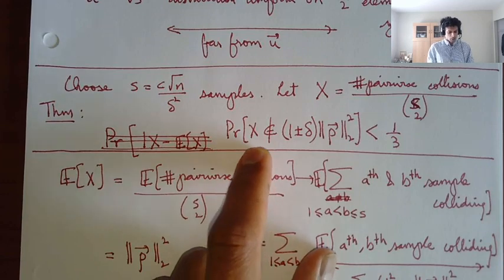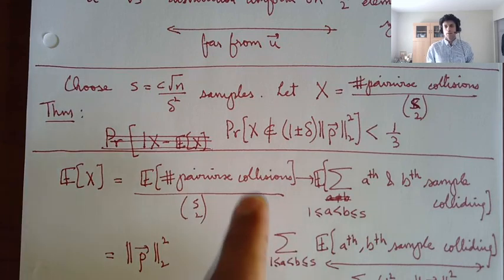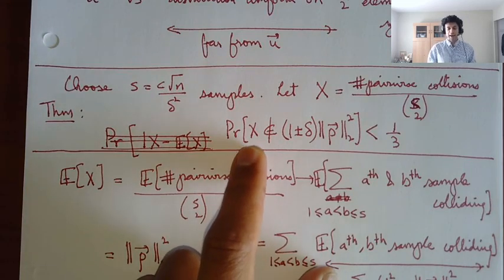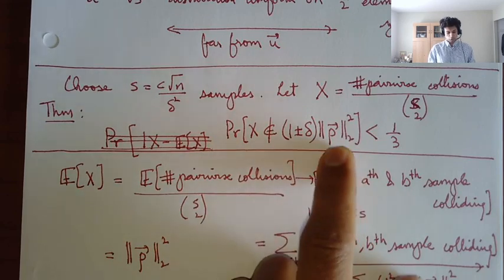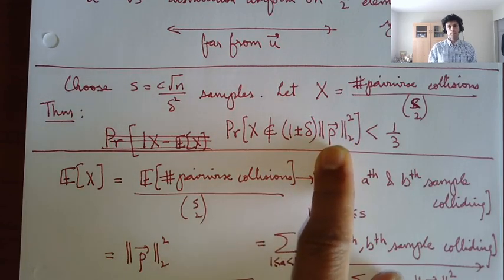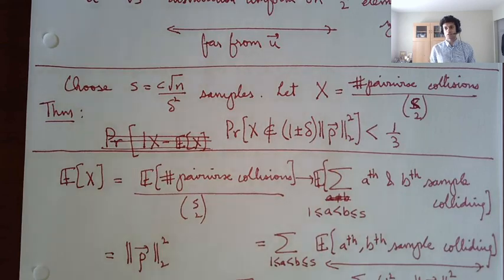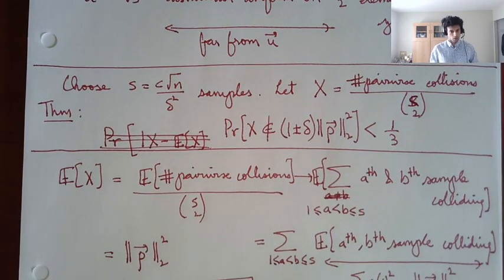And what we have is essentially some kind of a deviation bound. We'll say the probability that X deviates from its expectation, and we'll actually show that its expectation is the 2 norm squared, the collision probability, the probability that it's outside this range of 1 plus minus epsilon is at most 1/3.